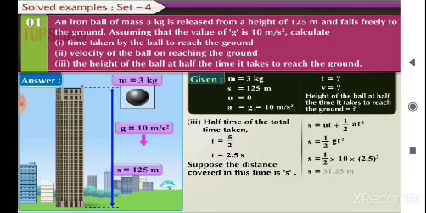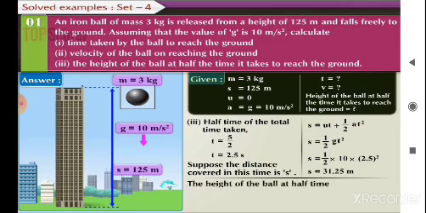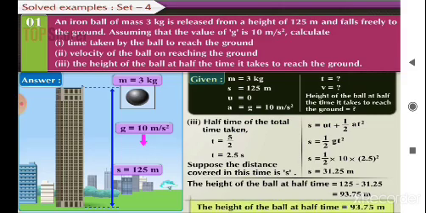We get 31.25 meter. The height of the ball at half time is equal to 125 minus 31.25, which is equal to 93.75 meter. The height of the ball at half time is equal to 93.75 meters.